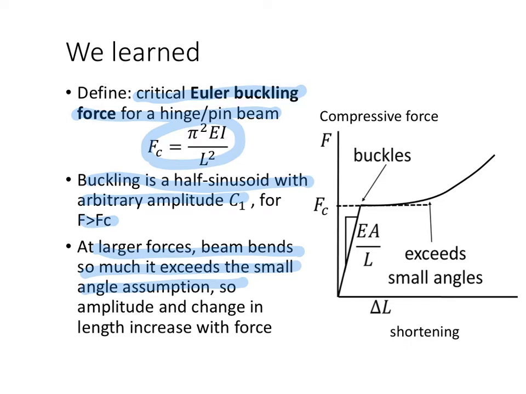And together, these mean that we have axial compression, as we studied before we considered buckling. At the critical force, we suddenly shorten a great deal. But as we exceed the small angles, we start shortening only a little bit as force increases, and we need to ramp force up to continue shortening the beam.